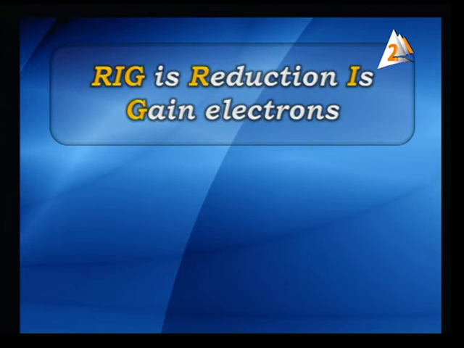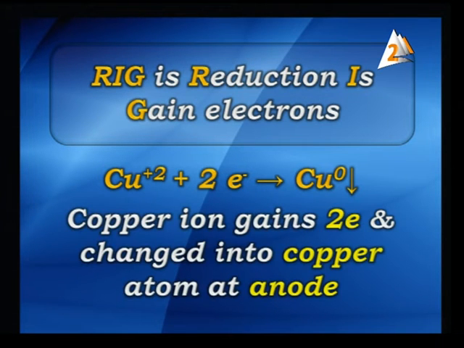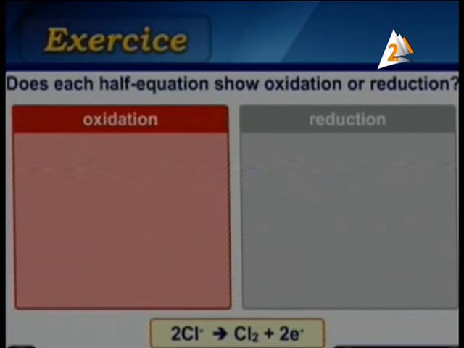Also, you have RED is reduction. It means again electrons. Cu positive 2 gains 2 electrons to Cu 0. We can say the copper ion gains 2 electrons and changes into copper atoms at the anode. What's meant by anode? Positive directly, we say positive pole. Now the difference between cathode and anode, copper and zinc, means oxidation and reduction.